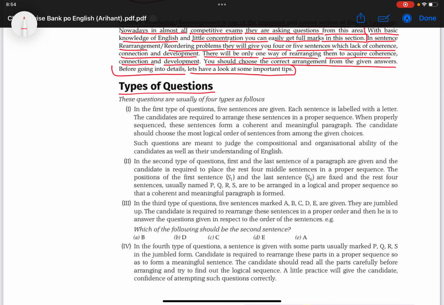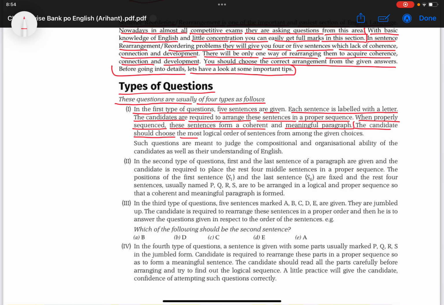Types of question. These questions are usually of 4 types as follows. In the first type of questions, 5 sentences are given. Each sentence is labeled with a letter. The candidates are required to arrange these sentences in a proper sequence. When properly sequenced, these sentences form a coherent and meaningful paragraph. The candidate should choose the most logical order of sentences from among the given choices.